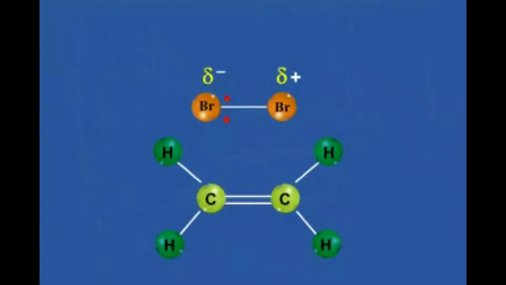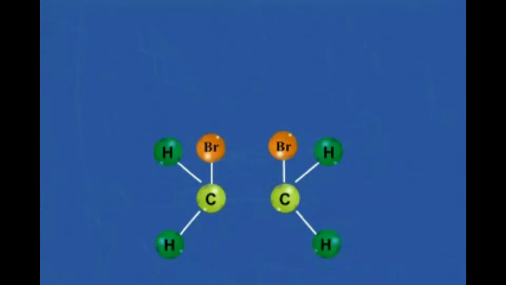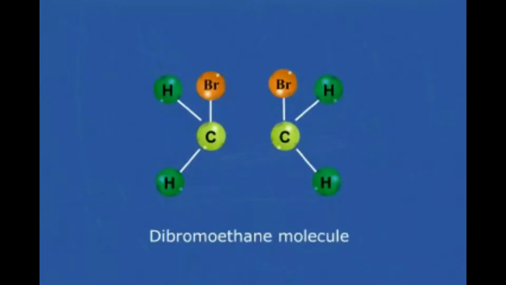Now because of this, it orients itself in such a way so as to get attached to the double bonded carbon atom. And finally, this results in the formation of a positively charged carbon atom, that is a carbocation. In this manner, a dibromoethane molecule is formed.